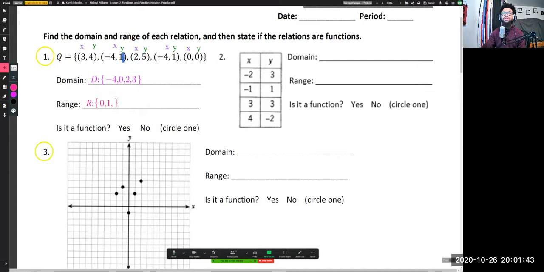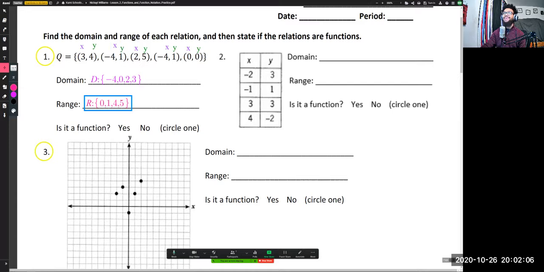This point is repeated, -4, 1, -4, 1. This is in here twice. So I'm not going to repeat those values when I write it in my list. I'm going to only write it once. So 0, 1. Next, I have 4. And then finally, I have 5. Okay. So I've written out my domain and I've written out my range.